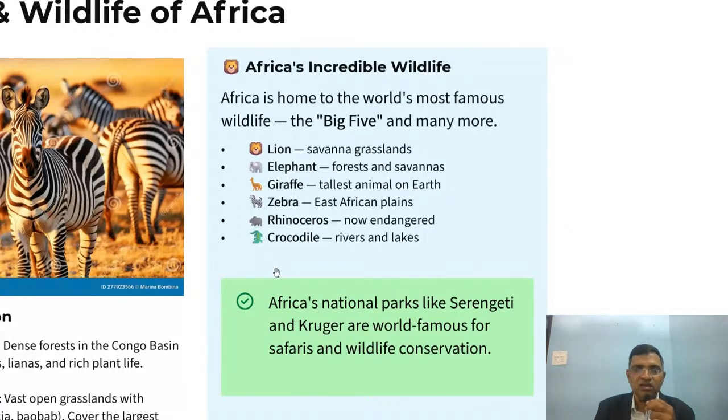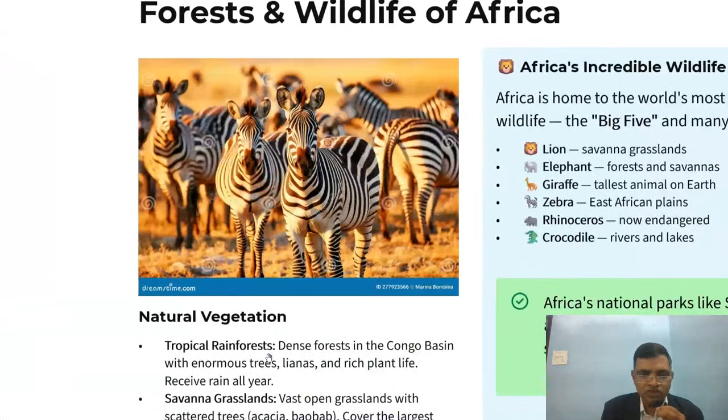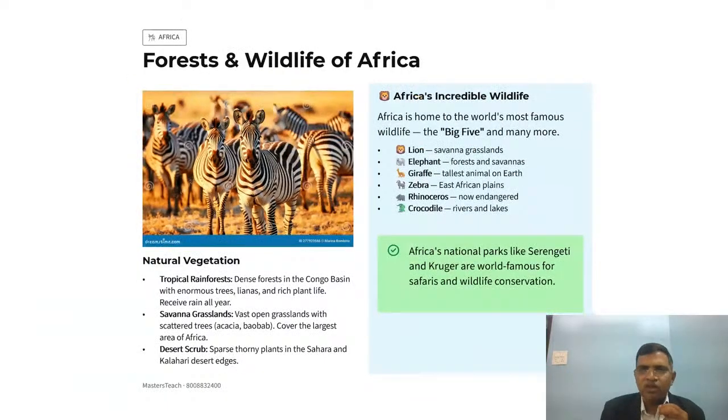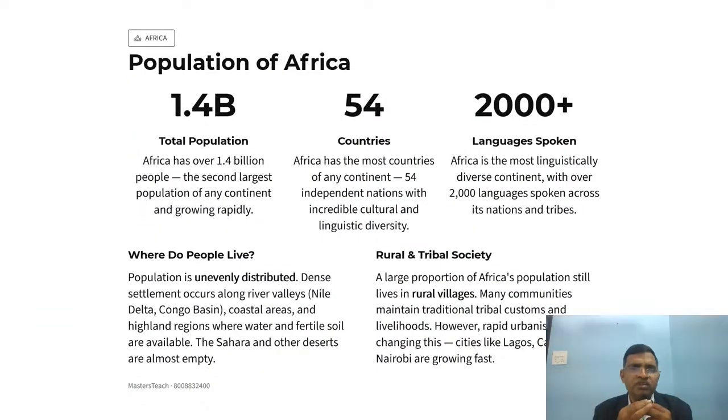So Africa's national parks like Serengeti and Kruger are world famous for safaris and wildlife conservation. So you have to remember the national parks Serengeti and Kruger. They are world famous safaris for wildlife conservation. Then we'll go to the next topic, the population.